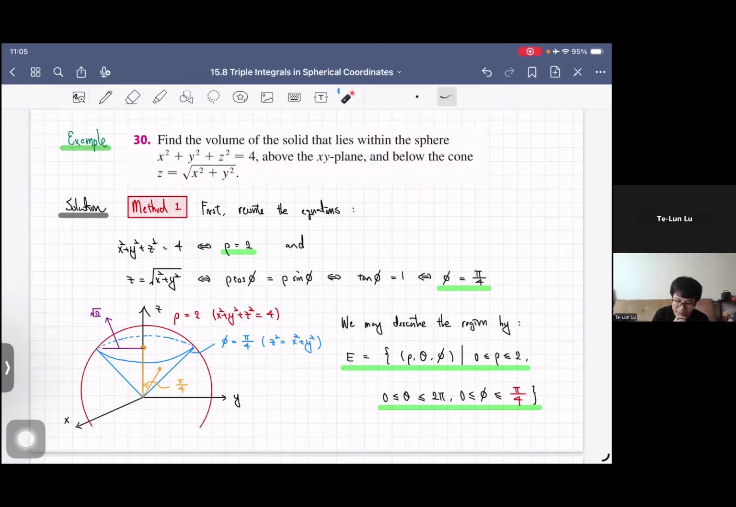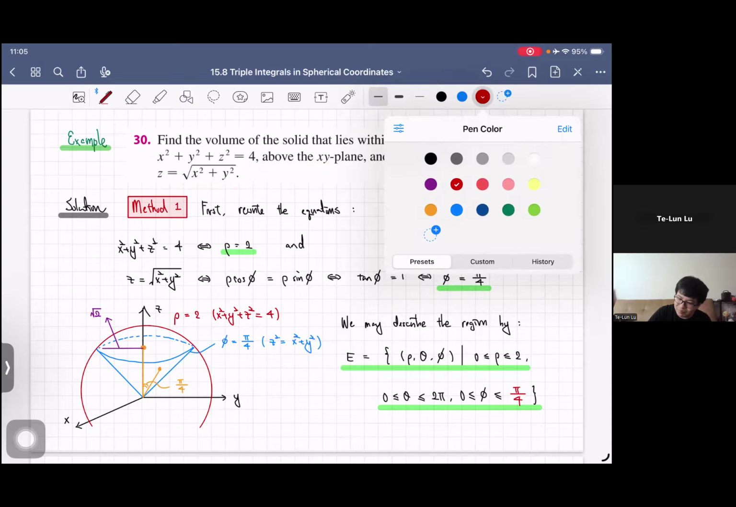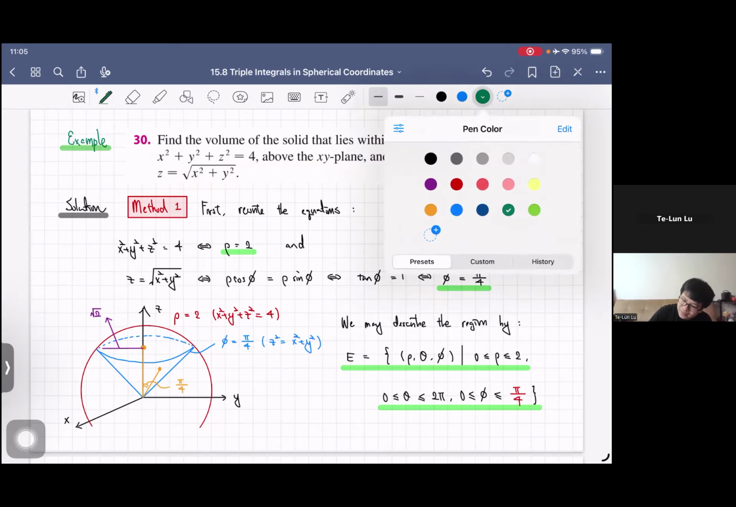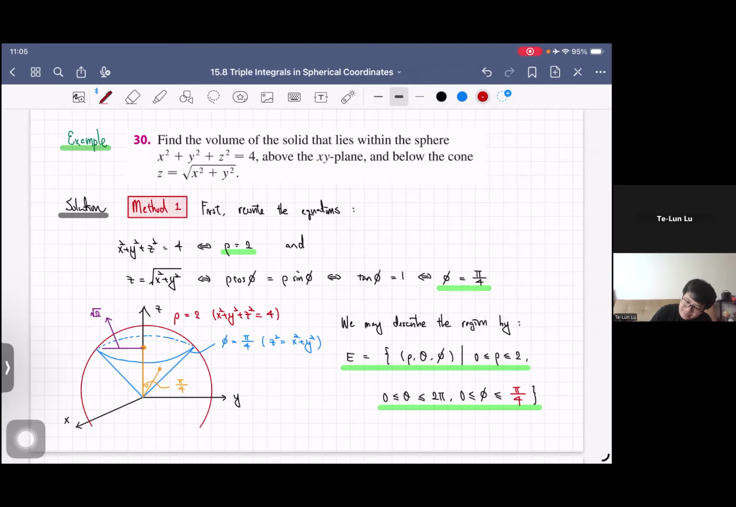Oh, actually, okay. I evaluated the wrong thing here. Let me just change the problem to make life easy. Let me say lies within, yeah, I can see that I also make mistakes. Let's say lies within the sphere and the cone. That is what I computed. Right. I also encourage you to do the original problem.